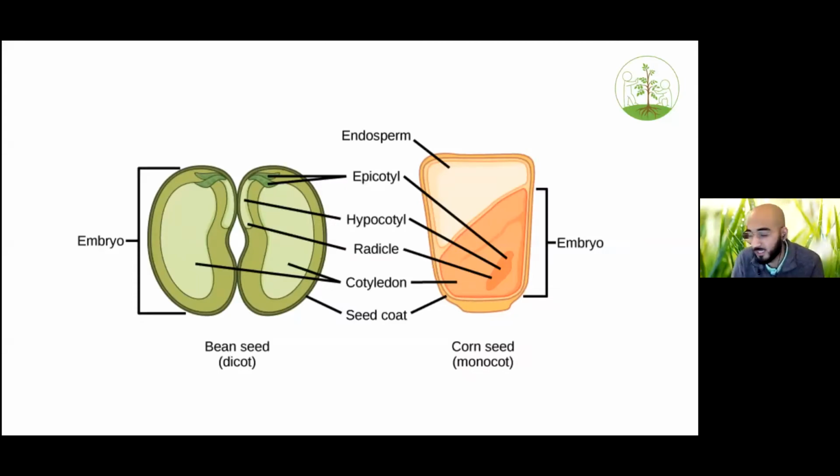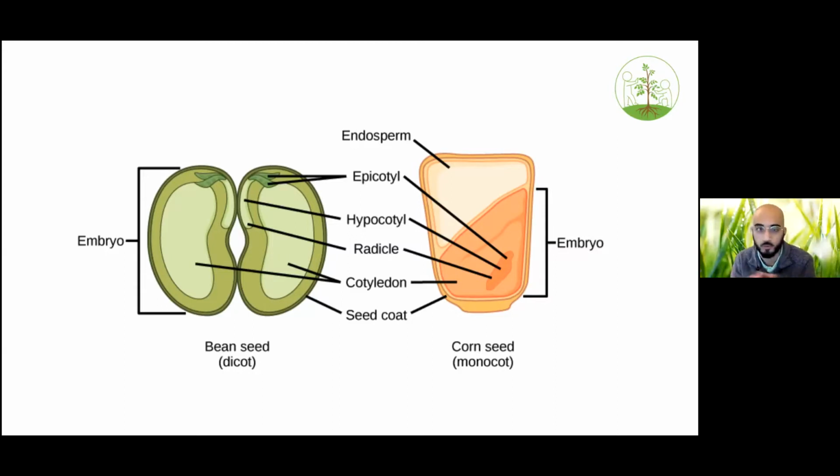So here is a diagram of the structure of seeds. You've got the embryo, and then you've got the seed coat, also known as a testa. The embryo itself consists of the plumule, which will become the stem. And then you've got a radicle, which will become the first root. And then you've got either one or two seed leaves. Seeds with one leaf are monocots, and seeds with two leaves are dicots.